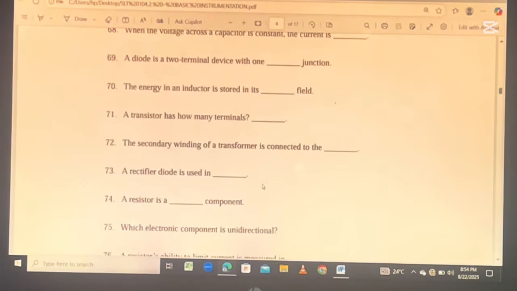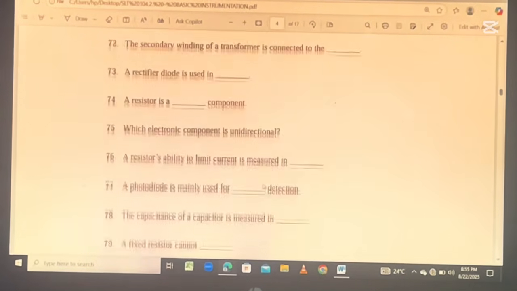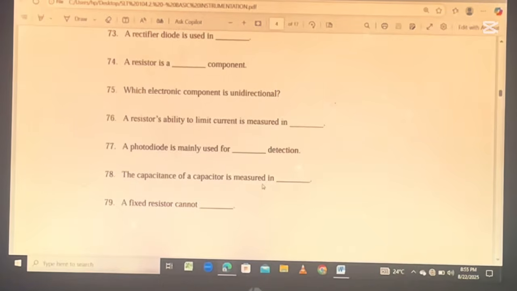Which electronic component is unidirectional? That is, one direction. Okay, so that is a diode. Remember, we say that a diode is an electronic component that allows current to flow in one direction only.